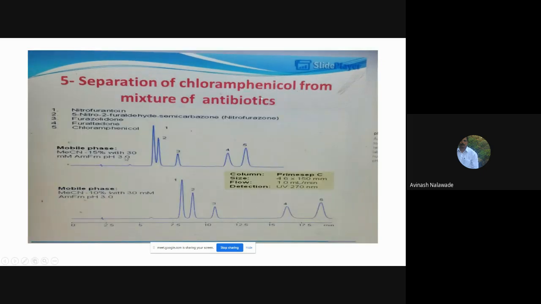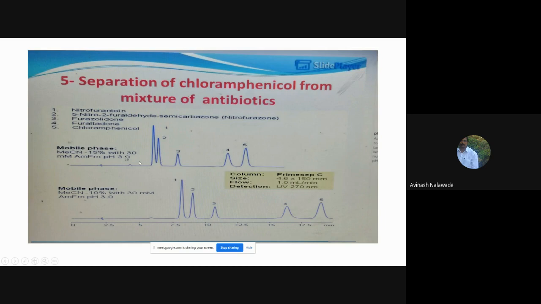Then it can be also used for the separation of the chloramphenicol from the mixture of the antibiotics. Antibiotics mixture पहा इथं कोणकोणते antibiotics आहेत. Nitrofurantoin, then the 5-nitro-2-phenylaldehyde, semicarbazone, then pyrazolidine, then the pyrrolidone and chloramphenicol. So these compounds, that is mixture of antibiotics and the chloramphenicol, can be separated very easily by using HPLC.